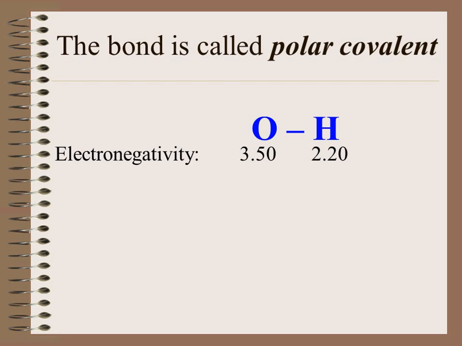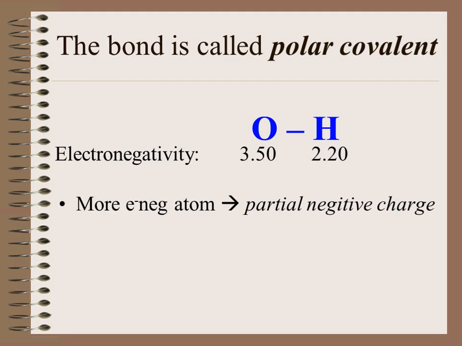So if we consider a bond like that which we see in water, one of the hydrogen-oxygen bonds, oxygen has an electronegativity value of 3.50, hydrogen 2.20. Obviously, oxygen is the more electronegative element, so it is going to attract the electrons more. And so the electrons that are in that bond are going to favor the oxygen end of the bond. And so that end will seemingly have more of a negative charge to it. And it's not a full-blown negative charge because it hasn't totally removed the valence electron from hydrogen, so we refer to it as a partial negative charge.